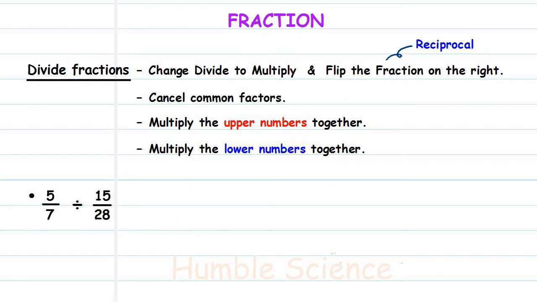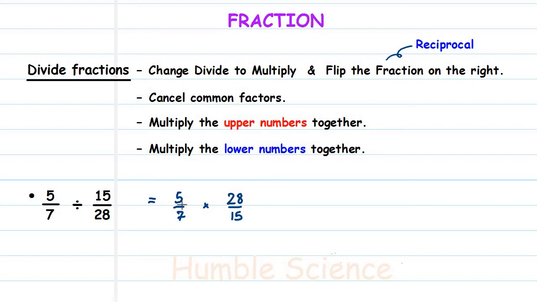How about 5 over 7 divided by 15 over 28? Again, we can change from divide into multiply and then flip the fraction into its reciprocal. And we can get 5 over 7 multiply 28 over 15. And now let's try to cancel out the common factors.